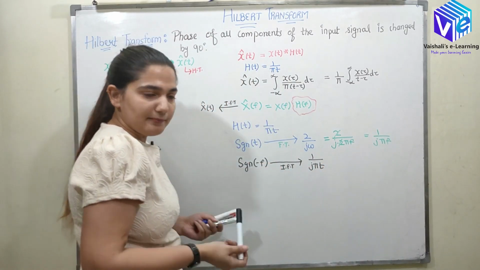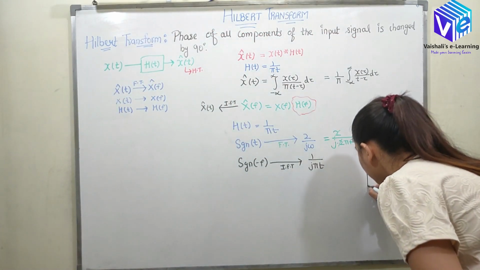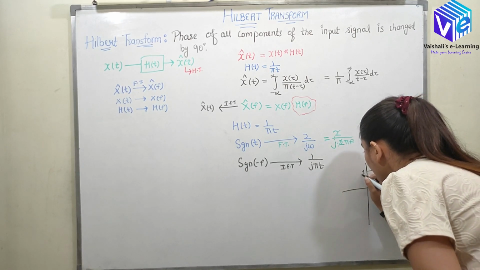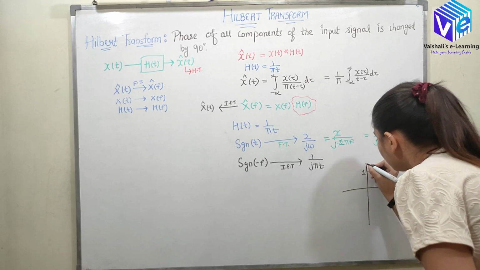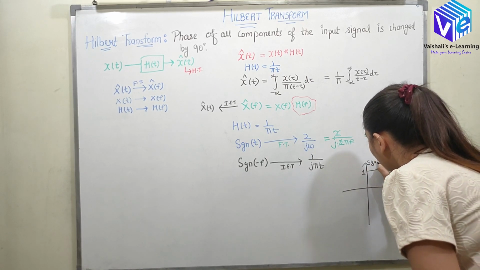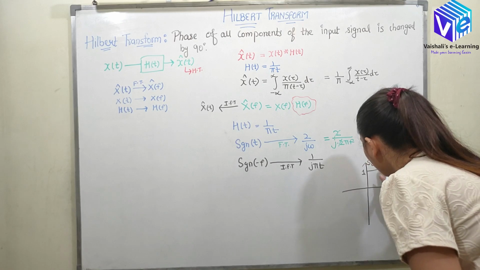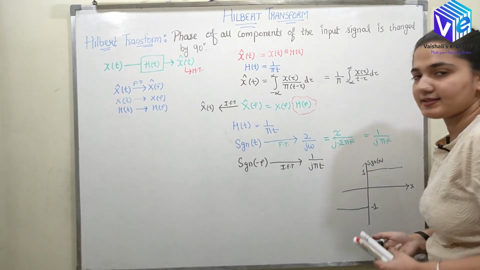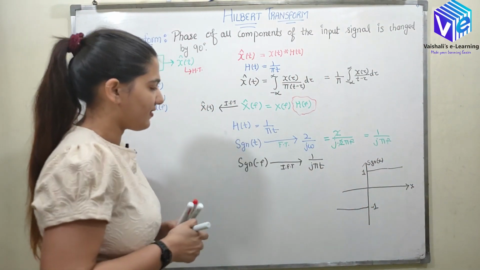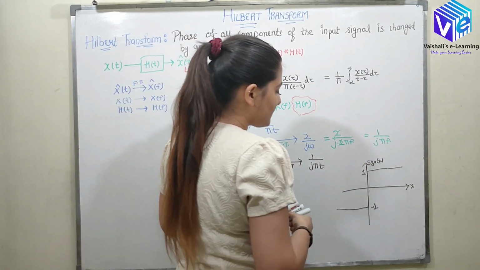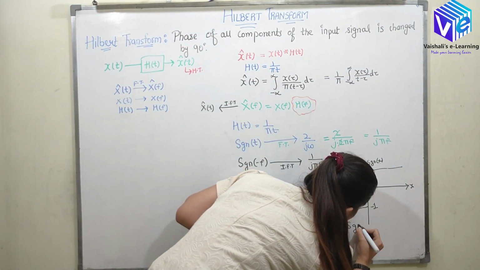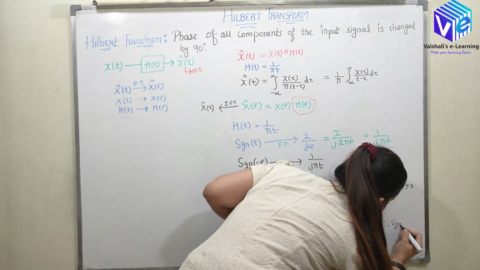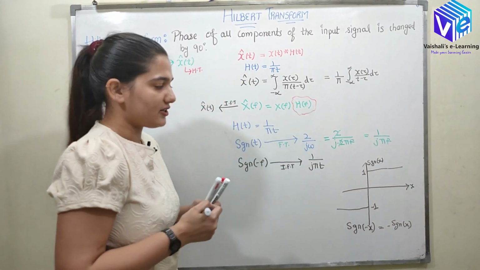Now I know signum is a function which is represented like this. The value of signum is 1 when x is greater than 0. So this is signum of t. And the value of signum is minus 1 when x is less than 0. So this is my signum of x. From here I can see signum of minus x would be equal to minus of signum of x. It is an odd function.